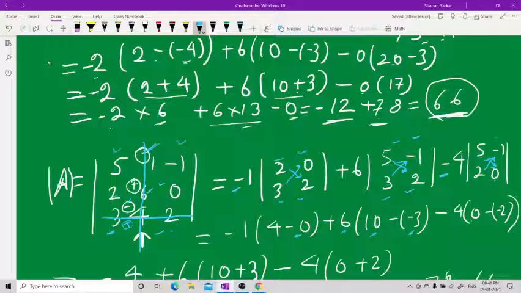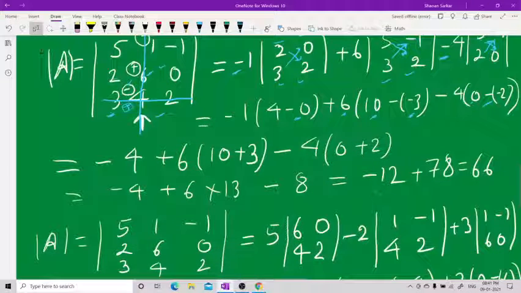Now minus 4, 5 into 0 is 0, 2 into minus 1 is minus 2, and in this direction you have to put a minus sign as I have already told you. Now see, from here, this is 4 minus 0 is 4, and outside there is a minus, minus 4. 10 plus 3 it will be, and 0 plus 2. Now this is minus 4, this is 6 into 13 minus 8. Minus 4 and minus 8 is minus 12, and 6 into 13 is 78. Again you got the same result.